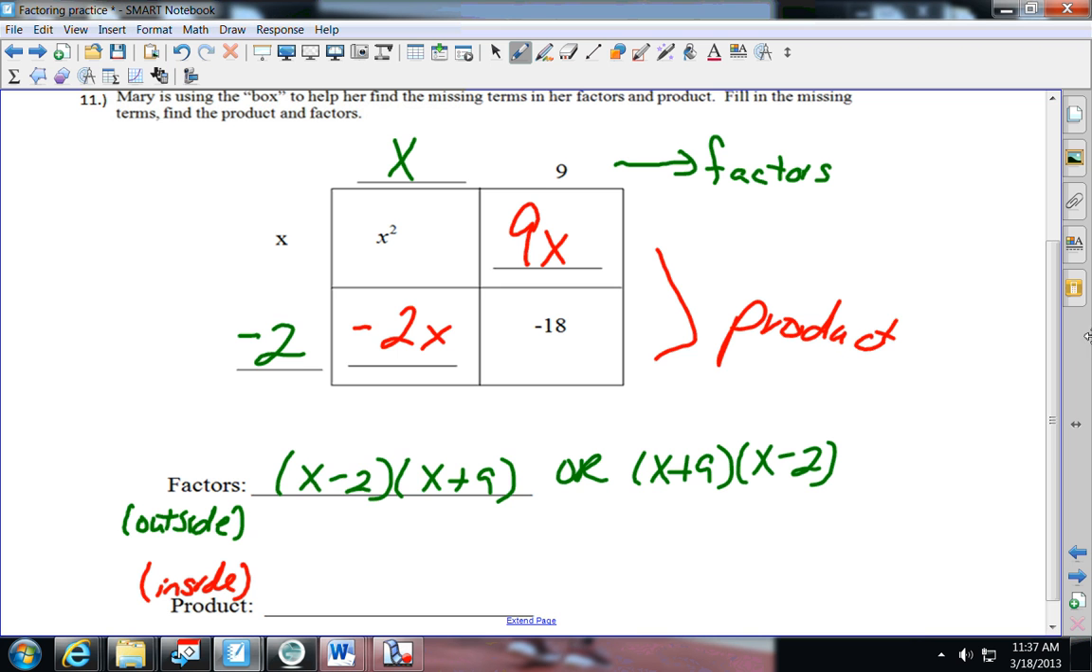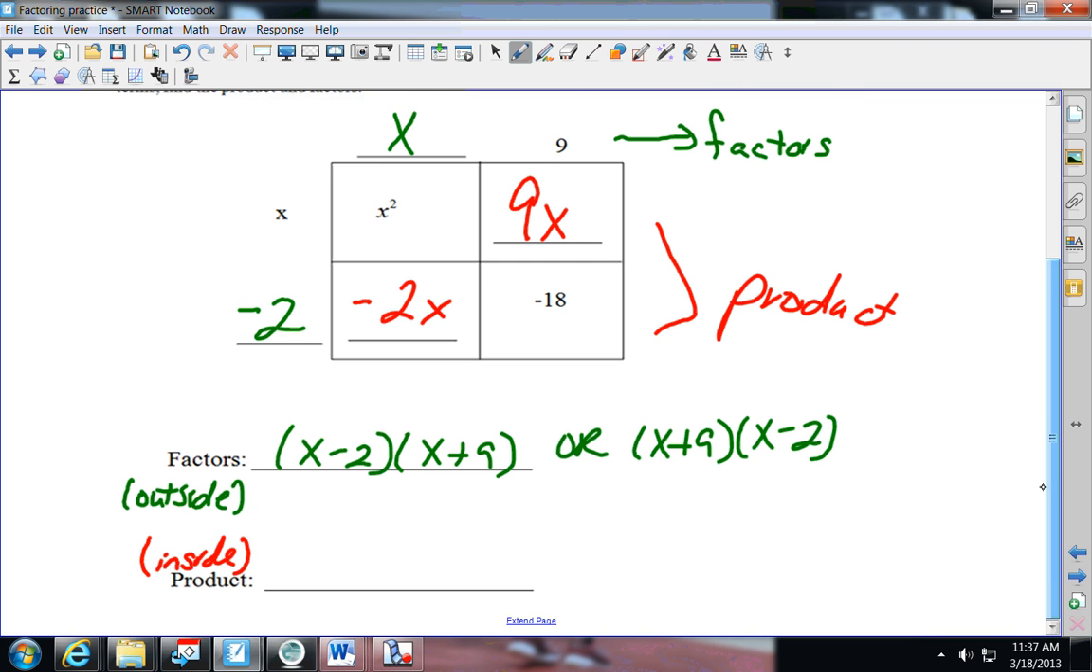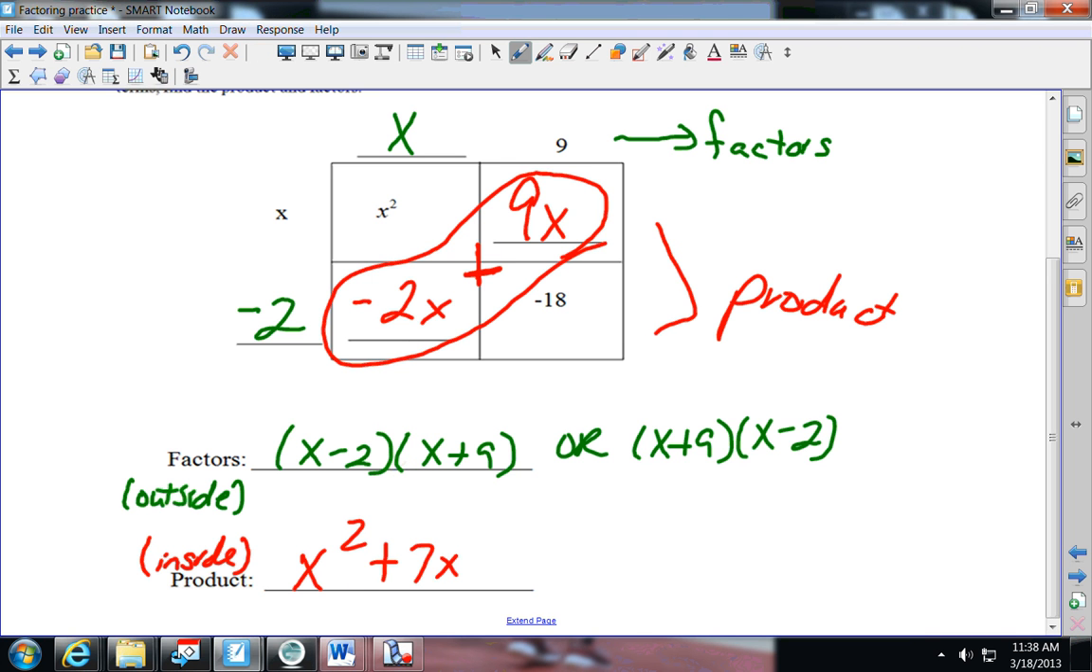Now, the product, what's inside, I know I start with x squared. You put these two boxes together. 9 plus negative 2. Remember, this is like a plus sign right here. That's positive 7x minus 18. Oh, that's not an 18 I wrote, is it? There we go. Minus 18. So now, there's my factors, there's my product.